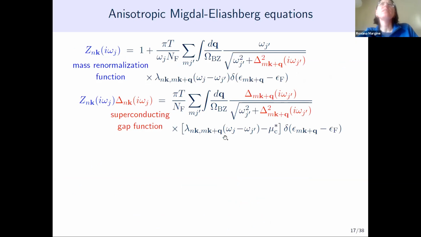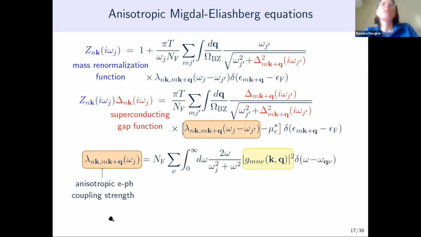And as you can see, the key quantity that enters in these calculations is the anisotropic electron-phonon coupling strength, which is connected to the electron-phonon matrix elements. Now, you may notice here that the Coulomb interaction was replaced by a parameter. This is called mu star. And in principle, the Migdal-Eliashberg theory accounts for both electron-phonon and electron-electron interactions, but the second term, due to computational constraints, is generally approximated by a semi-empirical parameter.